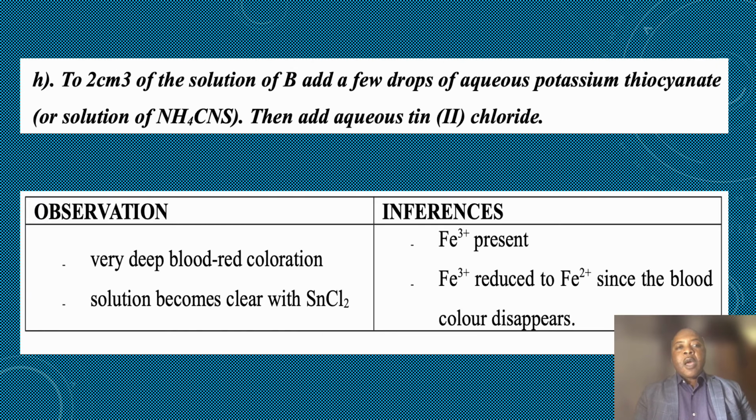Now the H part of it: to 2 cm³ of the solution of B, add a few drops of aqueous potassium thiocyanate, then add aqueous tin 2 chloride. I did all this. My observation was a very deep blood red coloration, indicating the presence of iron 3 ion. The solution becomes clear on addition of SnCl2. This is an indication that iron 3 ion is reduced to iron 2 since the blood red color disappears.